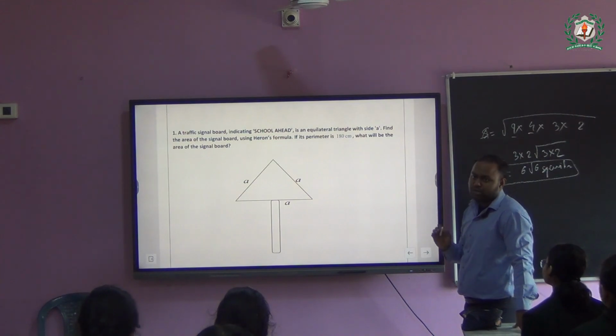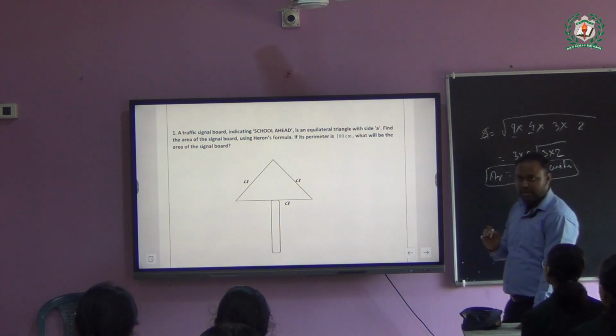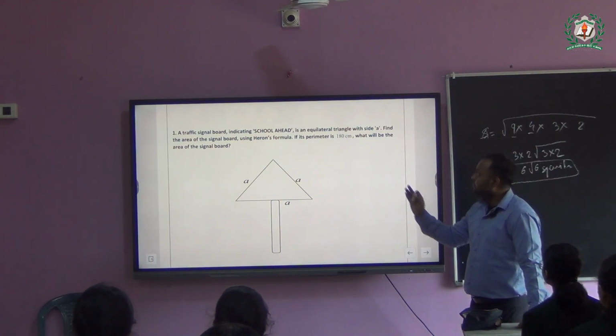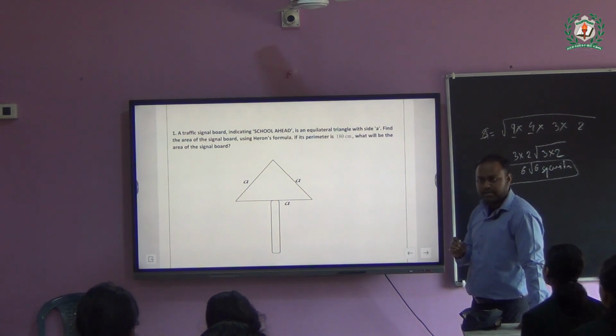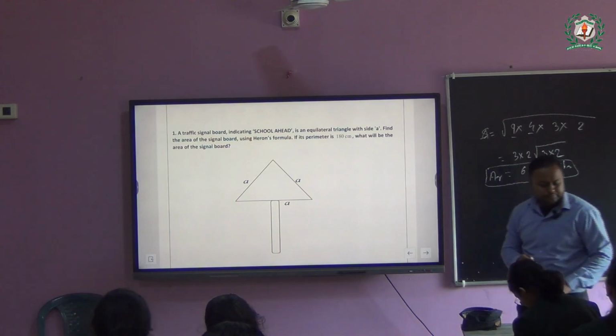Using Heron's formula, they have indicated that you have to calculate the area of a triangle. We have to calculate the area of the triangle by using Heron's formula. If the perimeter is 180 centimeters, what will be the area of the signal board? Okay, so start calculating. Hurry up, class. I'm giving you 2 minutes. Hurry up.